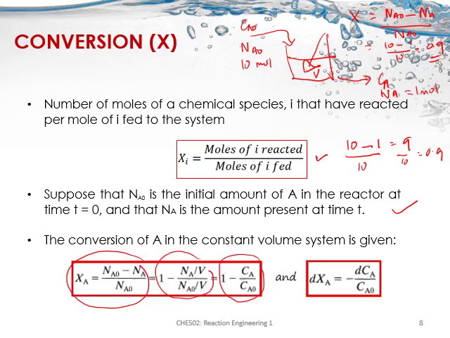Alright, so this is the differential form of equation. How to get this one? Take this XA and the last equation, do the differentiation. Okay, X is equal to 1 minus CA divided by CA0. So dXA, differentiate with respect to CA. Then you get this equation.